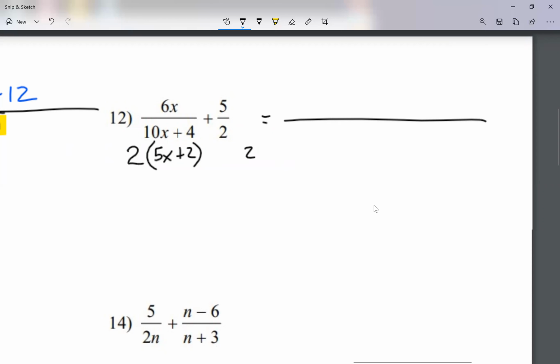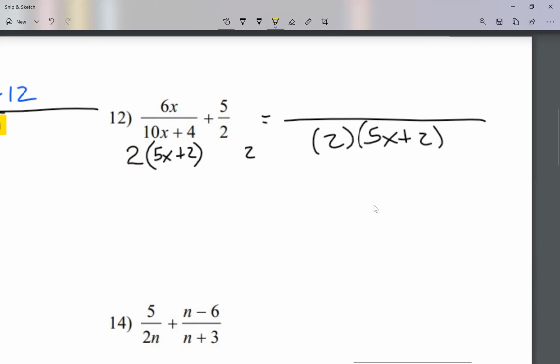So I see both have a 2, right? So let me write a 2. I'm writing my factors. I'm not going to write all the common factors. Common basically means that both fractions have it. So this 2 with this 2, I'm only going to write it once. And then everything else, right? So 5x plus 2. Okay, so I found my common denominator.